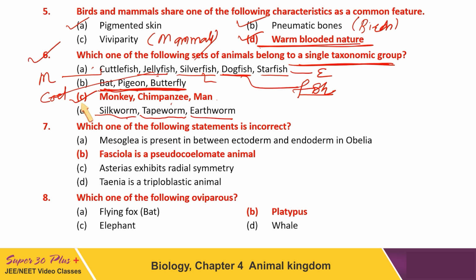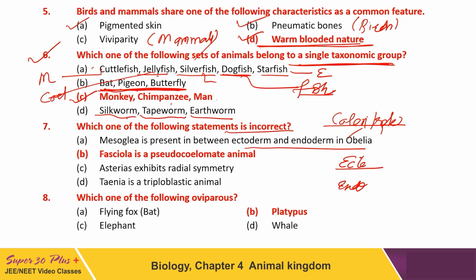Right answer. Which one of the following statement is correct? Mesoglea is present in ectoderm and endoderm in Obelia. Incorrect statement. Yes, this is there. Obelia, you know, is coelenterata. Coelenterates, these are diploblastic. They have ectoderm and they have endoderm. And in between the two, undifferentiated, that is, mesoglea is present. What we have here in between, that is mesoglea.